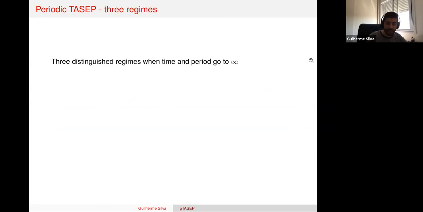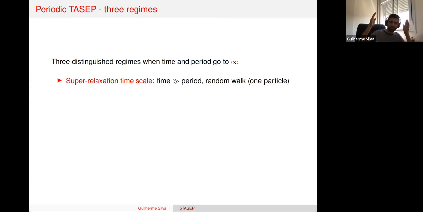And you can see from there that there are three distinguished regimes that were already described in the literature. The first regime is what they call the super relaxation time scale, which is when the time is much, much larger than the period. Eventually we're going to take both time and period very large, but imagine that the time is much, much larger than the period.